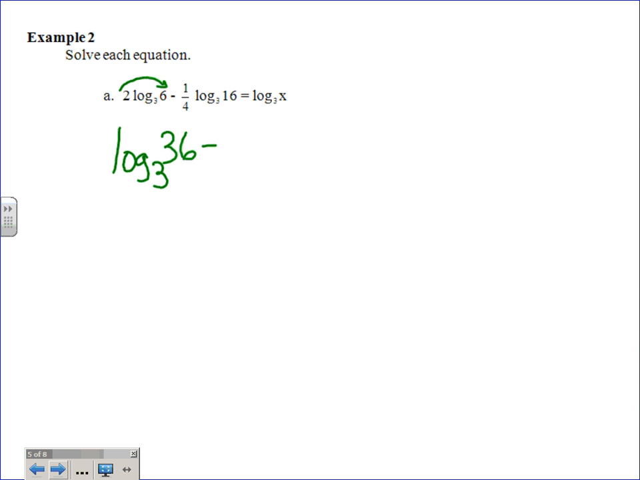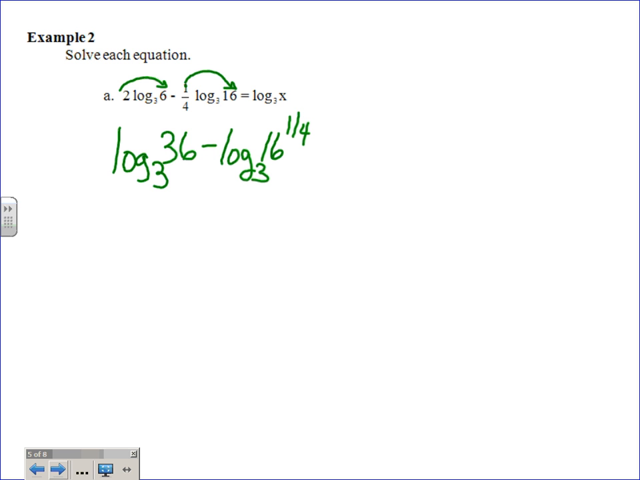Notice how I didn't worry about the minus. But I am going to worry about the 1/4. That 1/4 times the log base 3 of 16, that 1/4 is not in the logarithm. So we do have to move that one as well. So it's log base 3. Now, 16 to the 1/4.